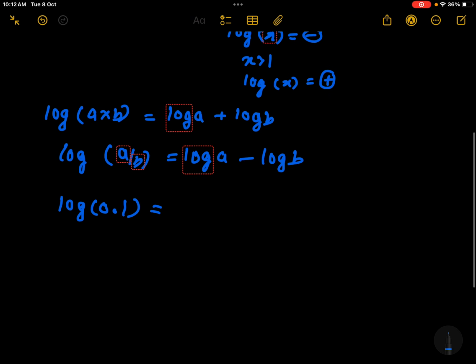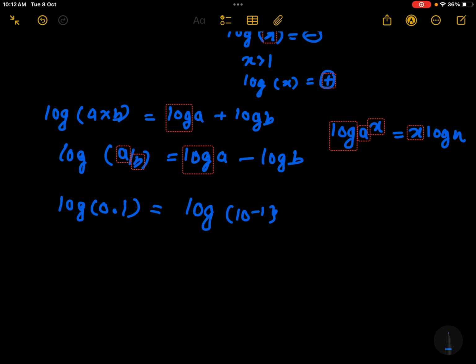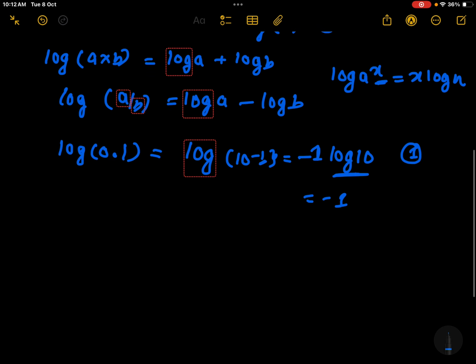Now how to solve it? 0.1 can be written as log of 10 power minus 1. Another property that we have to remember is log of a power x is equal to x log a. Here 10 power minus 1 gives x as minus 1, so you can write minus 1 log 10, and the log 10 value is 1. So this is basically minus 1. We can solve it like this. Some values you have to remember directly, that is log of 0.1 is equal to minus 1.